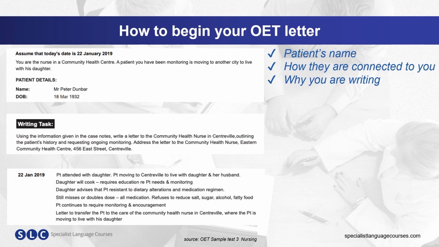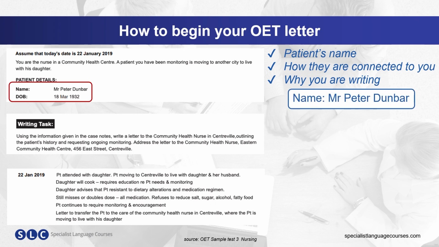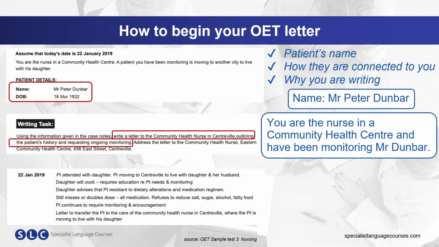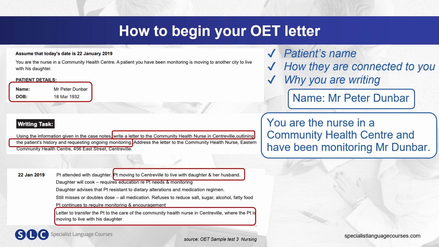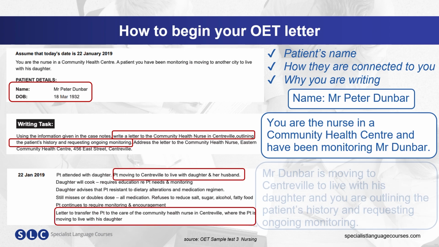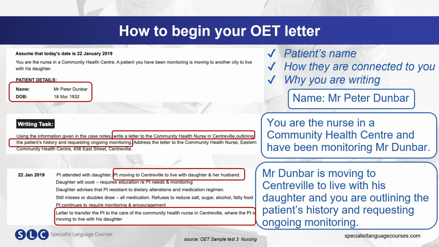Patient's name is Mr. Peter Dunbar. You are the nurse in a community health centre and have been monitoring Mr. Dunbar and his diabetes. You are writing a transfer letter because Mr. Dunbar is moving to Centreville to live with his daughter, and you are outlining the patient's history and requesting ongoing monitoring. What would you write in your first paragraph for this letter?